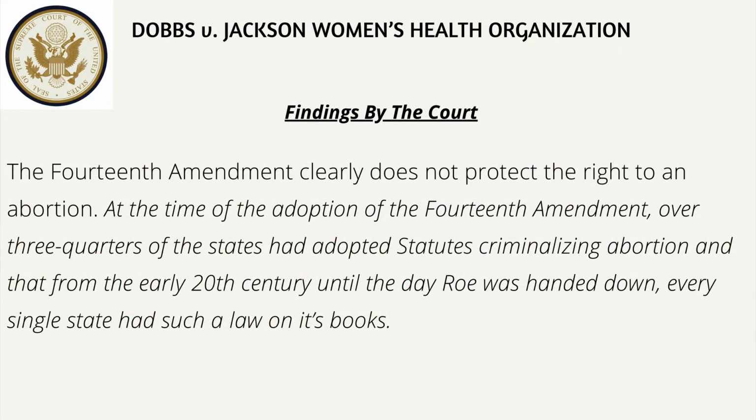Looking at the findings by the court, they found that the 14th Amendment does not protect the right to an abortion. And that was their big decision when it came to overruling these two cases. They said that at the time of the adoption of the 14th Amendment, over three-quarters of the states had adopted statutes criminalizing abortion, and that from the earliest 20th century until the day Roe was handed down, every single state had such a law on its books. We're going to get a little bit more into that in just a second.